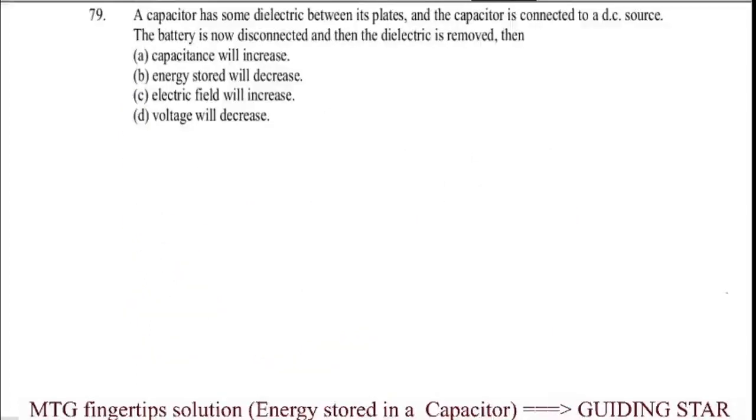In this question, a capacitor has some dielectric between its plates, and the capacitor is connected to a DC source. The battery is now disconnected and then the dielectric is removed. Then which of the following will be correct? So here in this particular case, what it is saying is that initially a capacitor is having a dielectric between its plates and it is connected to a DC source.